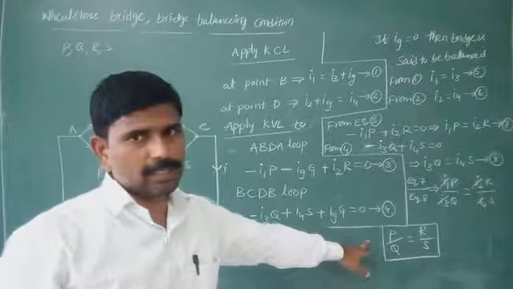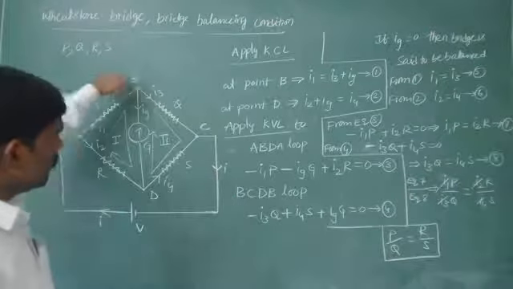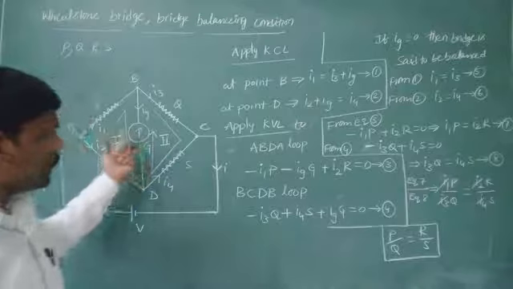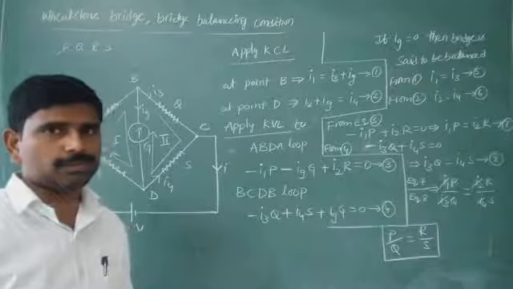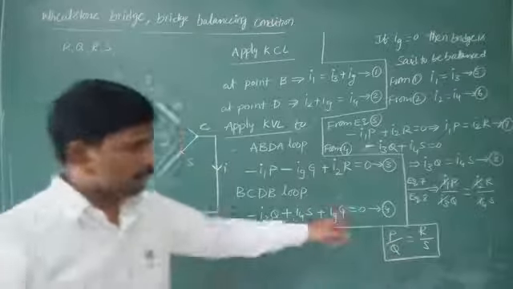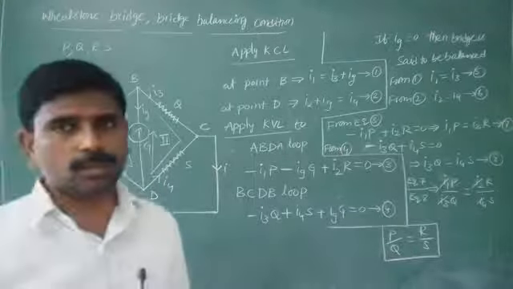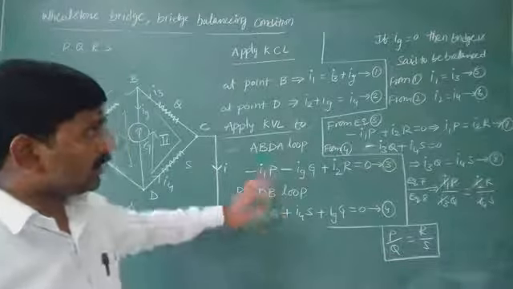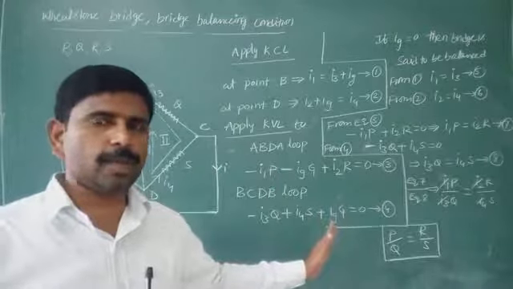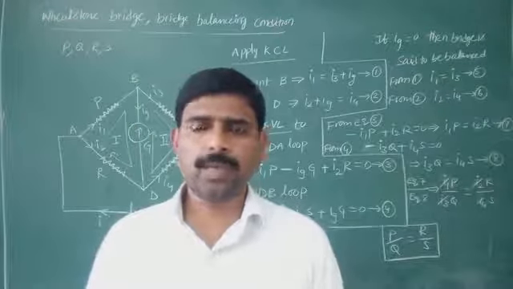This is the Wheatstone bridge balancing condition. When P by Q is equal to R by S, then the current passing through this middle one, where we are taking the galvanometer, is equal to 0. That is the Wheatstone bridge balancing condition. By using this concept, we will solve the problems in the next video. Okay, right. Thank you all of you.